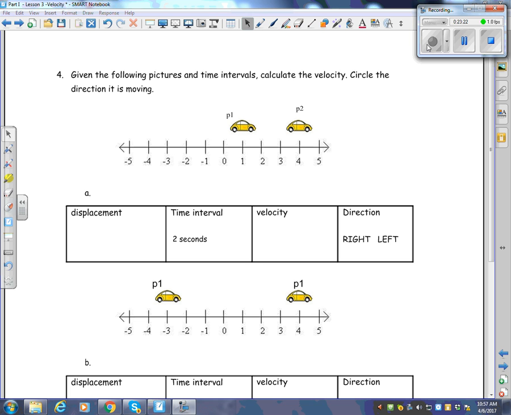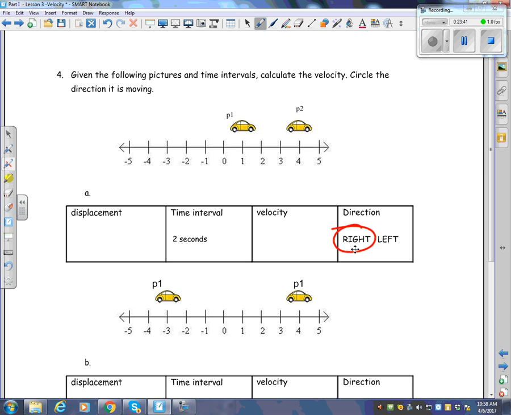Okay, here's the ones with the cars. Calculate the velocity and circle the direction it's moving. Well, clearly the car is moving to the right, which is positive. Ironically, right is on the left down here. I noticed that, so I circled the right answer, which is on the left.